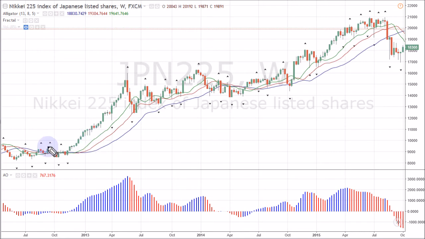And what that means is, after you get a fractal breakout, after the market is trending to the upside, what the market is doing very naturally is it will not trend forever.